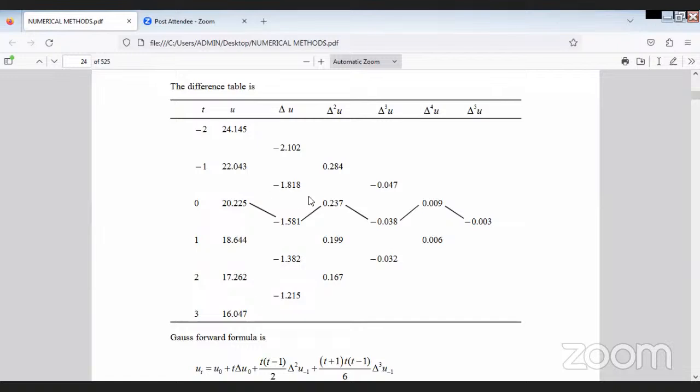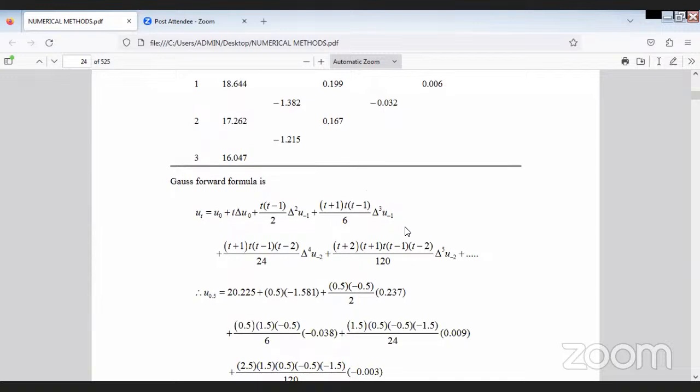Then we are doing the second differences, minus 1.8 plus and so on, with all the signs carefully handled: 0.284, 0.199, 0.167, then the third differences, minus 0.085, minus 0.047, and the fourth differences 0.038, 0.03, 0.009, and so on until the last values 0.003.